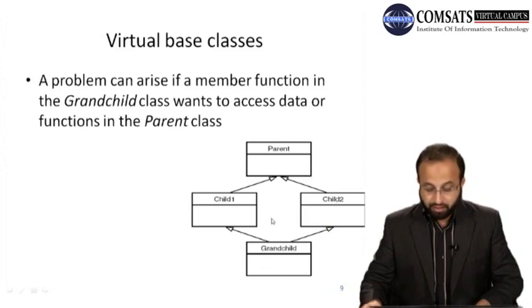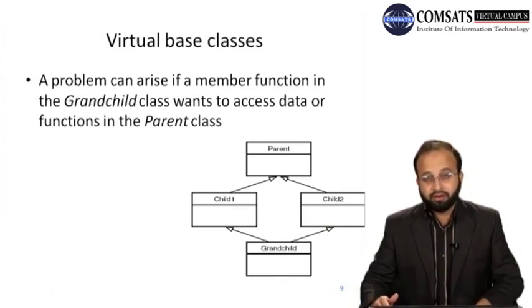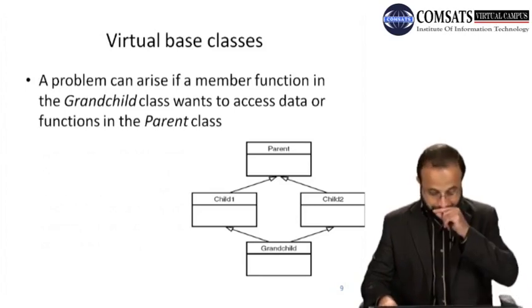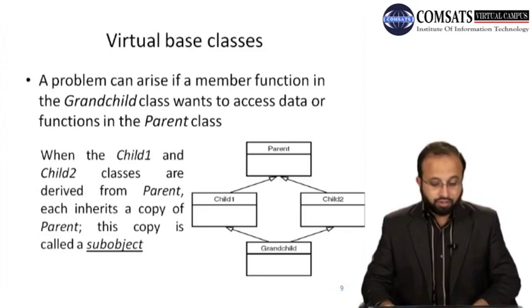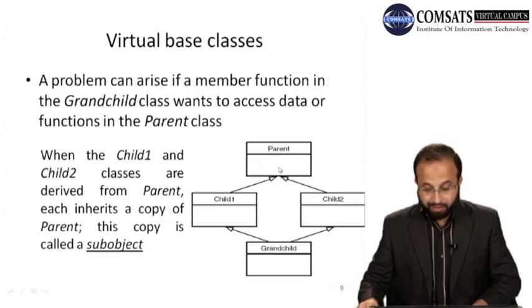ठीक है, so ये जो inheritance है this is the multiple inheritance, that grandchild is inherited from multiple classes, that is child 1 से भी वो inherit हुई हुई है और child 2 से भी inherit हुई हुई है. So what kind of problem occurs when the child 1 and child 2 classes are derived from parent, each inherits a copy of parent. This copy is called sub object. So पेरेंट के पास जितने भी फंक्शंस और डेटा मेंबर्स हैं उनकी कॉपी चाइल्ड 1 के पास भी आ जाएगी, चाइल्ड 2 के पास भी आ जाएगी. सो एक सब ऑब्जेक्ट चाइल्ड 1 के पास होगा of the parent class, एक सब object child 2 के पास होगा of the parent class.